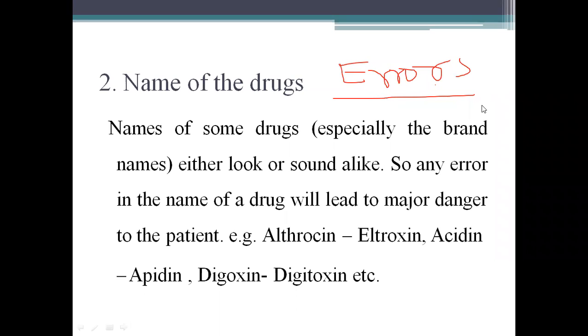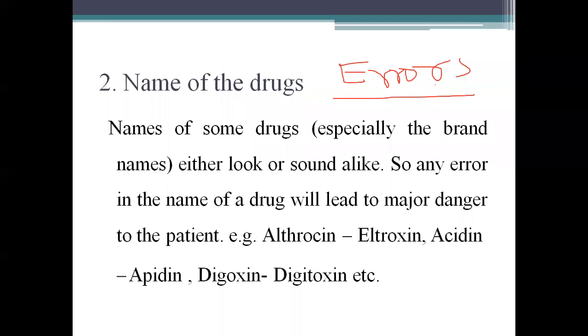the names of some drugs either look or sound alike. Alike means similar; they sound similar or look similar. So any error in the name of a drug will lead to major danger to the patients. For example, Althrocin and Iltroxin sound the same, but these two drugs are different, their functionalities are different, but they sound the same. Althrocin, Iltroxin, Acidin, Apidin, Digoxin, Digitoxin.